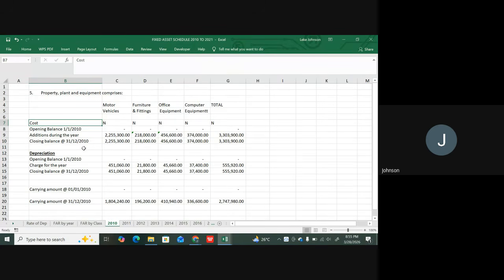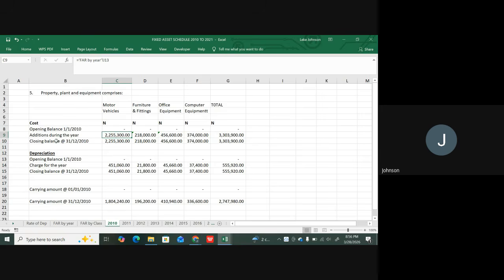So we now say, okay, this is our asset: motor vehicle, furniture and fittings, office equipment, computer equipment. Then we have our total. So our cost is here. Let me make it bold. These are our costs, and then these are the Naira sign, right? Control B as well. So we now say, okay, what is our opening balance as at the 1st of January 2010? We don't have any opening balance. It's very important because this is a new company.